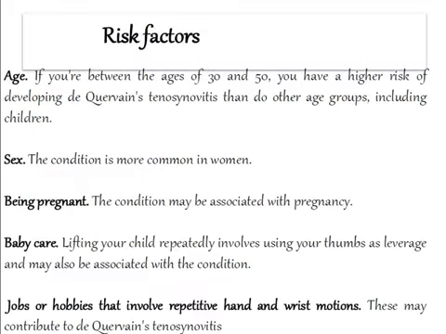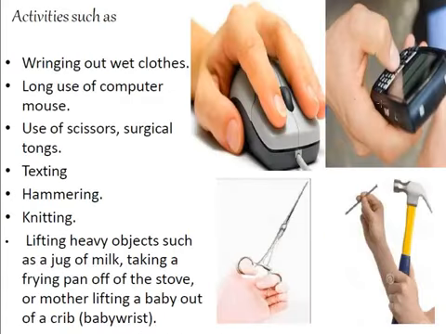So what are the risk factors? Age could be a big risk factor if you are between 30 to 50. Gender, as we all know, women are more affected. Pregnancy, baby care, and jobs or hobbies which involve repetitive hand actions could be risk factors. Now what are the activities that most affect your de Quervain's condition?